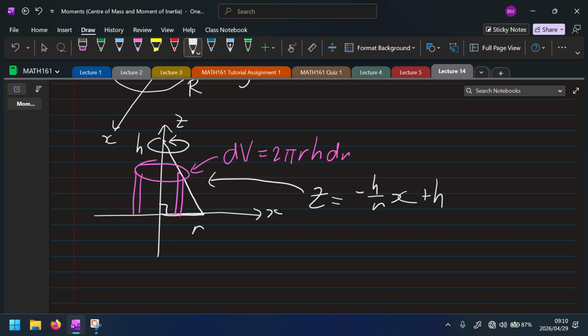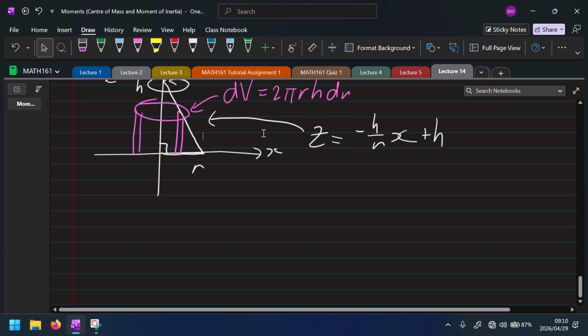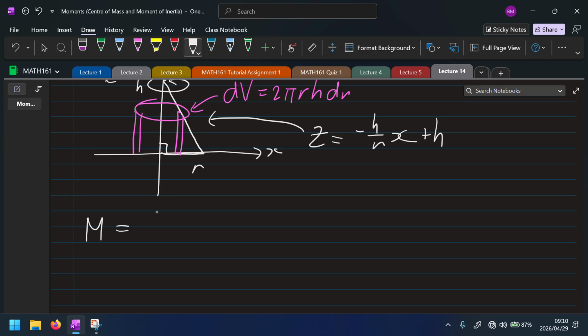Okay, so we can put this all together for our dV. Let's write that out. So m, that's going to be the integral from 0 to r, going along the radius there. 2 pi r, from the shell method, 2 pi r h. Let's call that x there. So 2 pi x, that's for our radius, times minus h over r x plus h, that's the height.